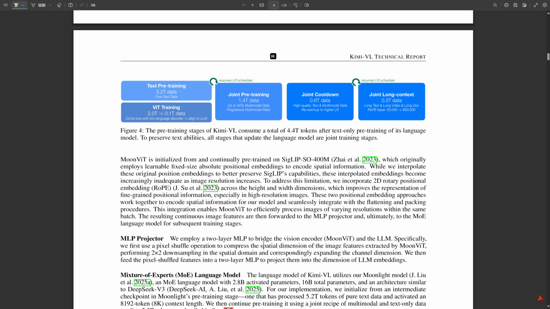It's like it's already been to the gym and built some muscle. But SigLIP's positional embeddings are designed for fixed-size inputs. So when you move to native resolution processing, they don't quite cut it. You need something that can capture the precise spatial relationships between different parts of a high-resolution image, and that's where 2D RoPE comes in.